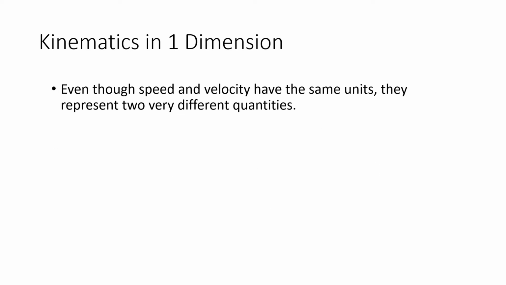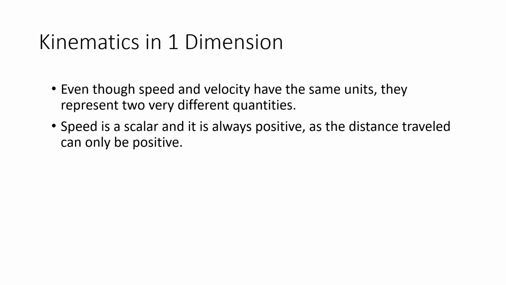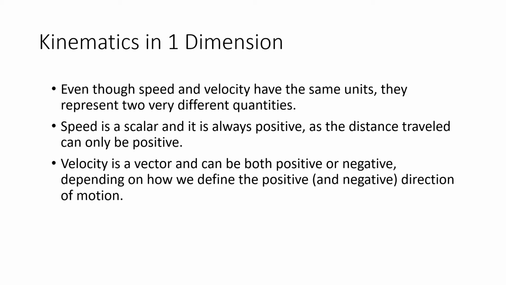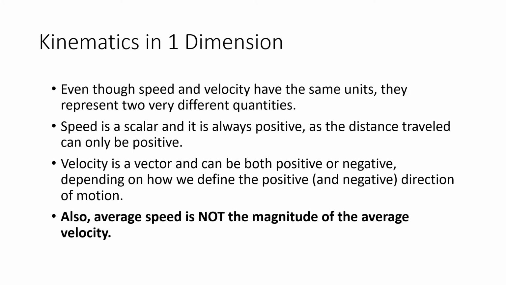So to summarize, even though speed and velocity have the same units, they represent two very different quantities. Speed is a scalar, and therefore it's always positive because the distance traveled can only be positive by definition. When you talk about distance traveled, you only care about how much you traveled from your initial position. You're not interested in the direction in which you traveled. Velocity, on the other hand, is a vector and therefore can be both positive or negative, depending on how we define the positive and negative direction of motion along our axis of motion. Also, and this is very important, average speed is not, in general, the magnitude of the average velocity, as we will see in the two examples that we're going to do now.